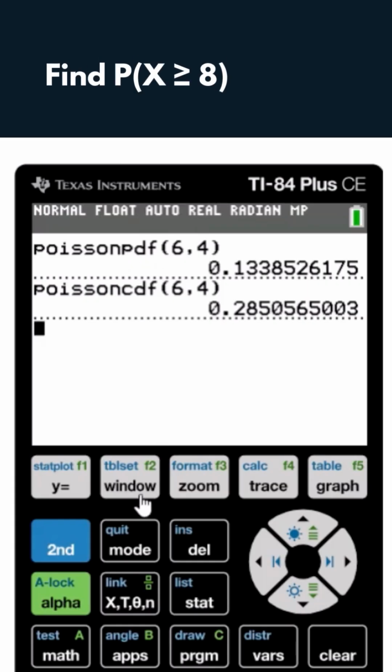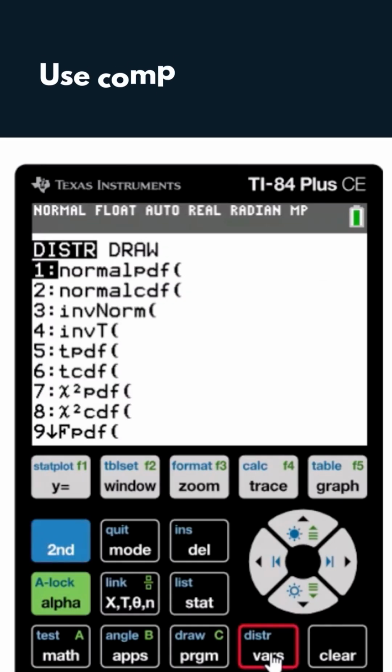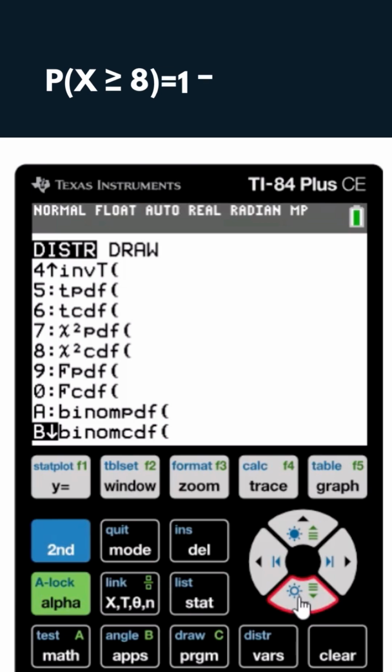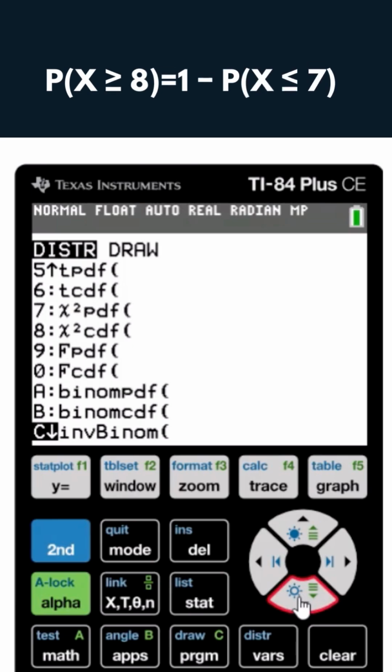Now let's get dramatic. What's the probability that 8 or more customers show up? Chaos. We use the complement rule. Probability of x greater than or equal to 8 equals 1 minus probability of x less than or equal to 7.